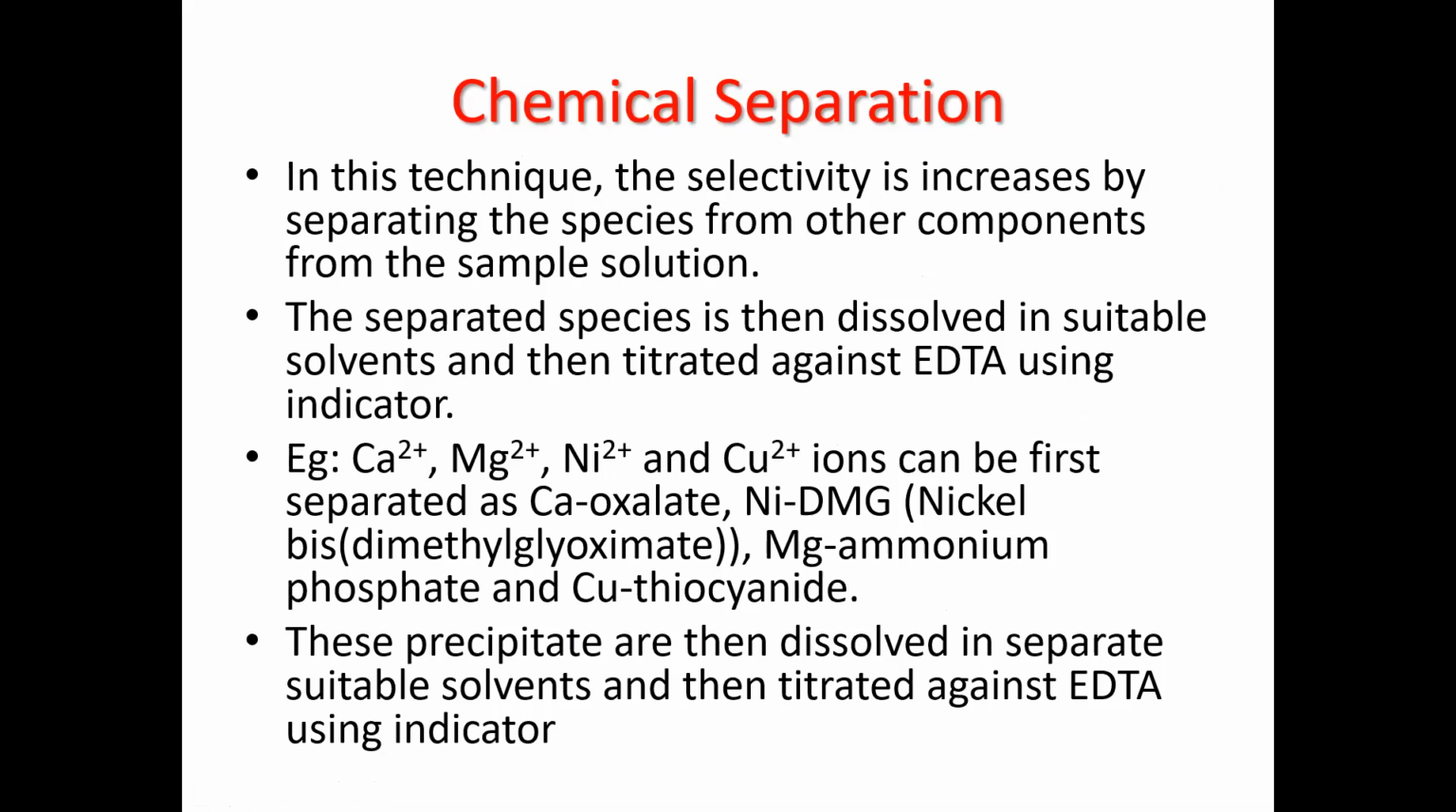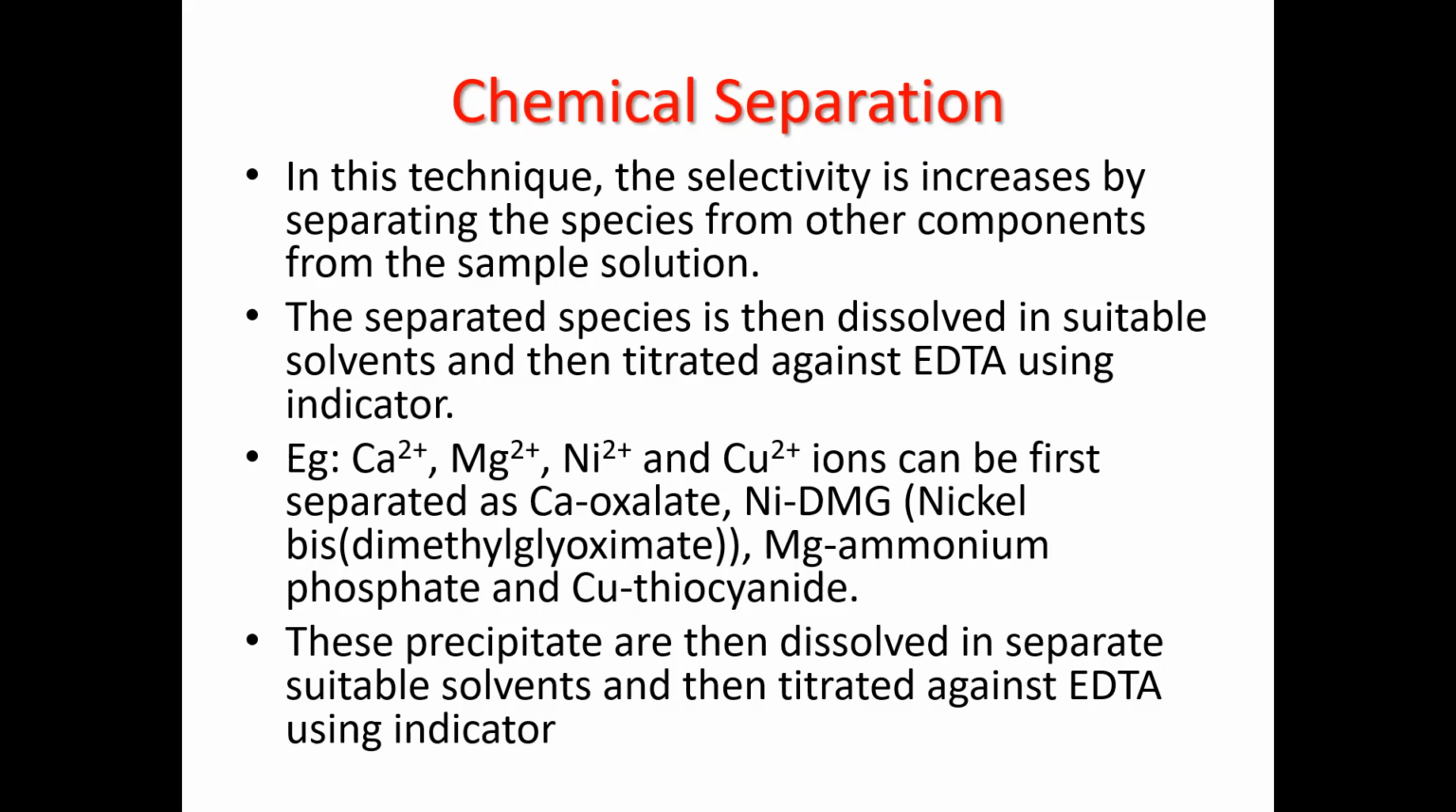Chemical separation. In this particular technique, the selectivity of EDTA is increased by separating the species from other components of the sample solution. So other species that are present that would interfere with EDTA or compete for EDTA complexation will be separated. The separated species is then dissolved in suitable solvents and titrated against EDTA using a suitable indicator.